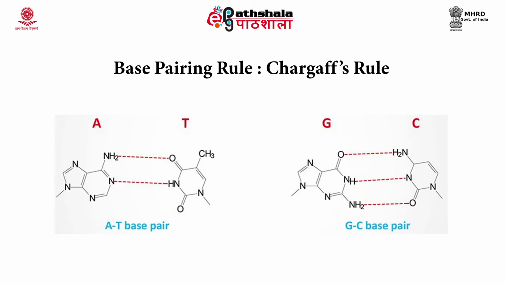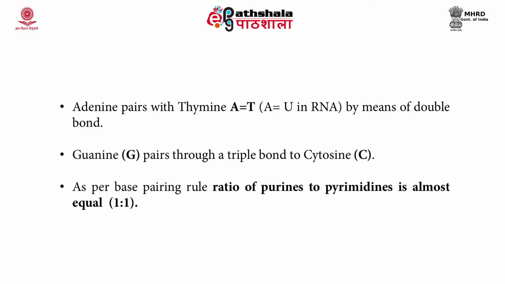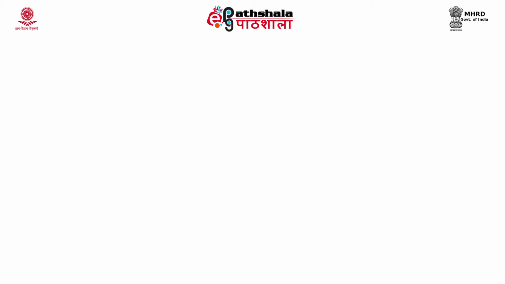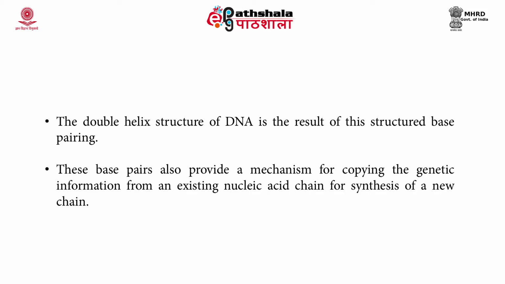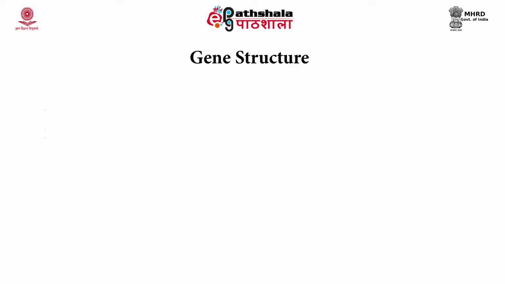Base pairing rule by Chargaff. As a base pairing rule, the ratio of purines to pyrimidines is almost equal, that is 1:1. The double helical structure of DNA is result of this structured base pairing. These base pairs also provide a mechanism for copying the genetic information from existing nucleic acid chain for synthesis of a new chain.